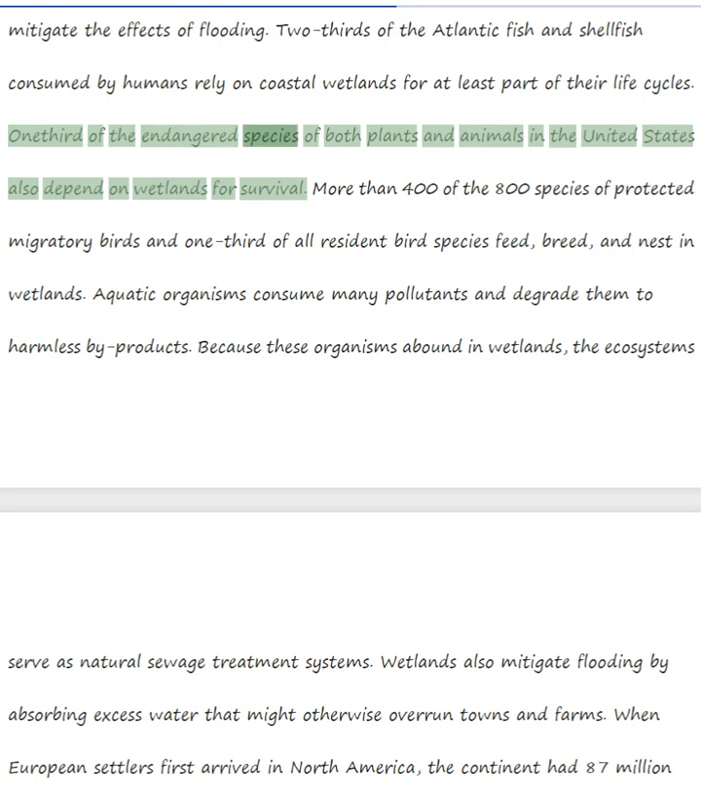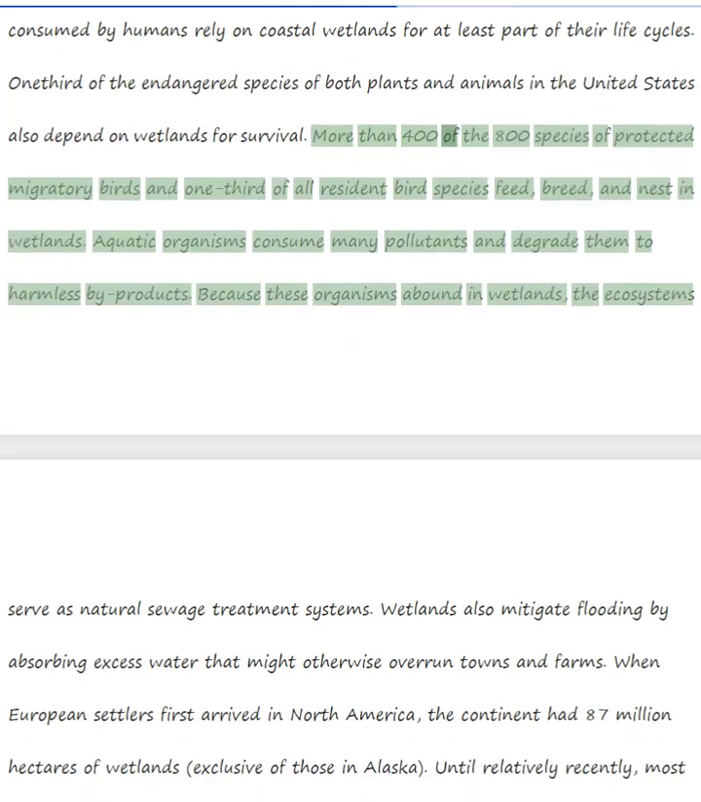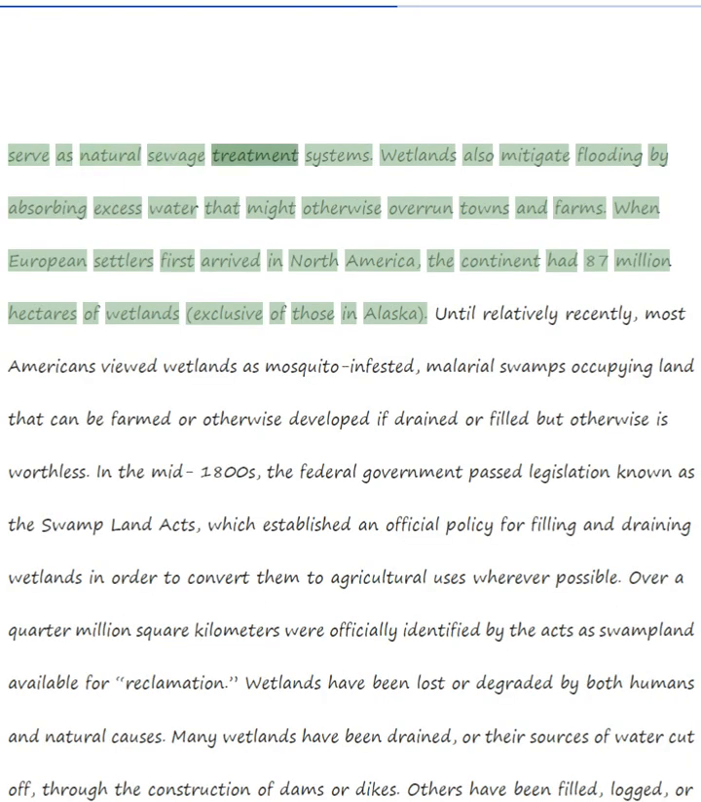A third of the endangered species of both plants and animals in the United States also depend on wetlands for survival. More than 400 of the 800 species of protected migratory birds and 1/3 of all resident bird species feed, breed, and nest in wetlands. Aquatic organisms consume many pollutants and degrade them to harmless byproducts. Because these organisms abound in wetlands, the ecosystems serve as natural sewage treatment systems. Wetlands also mitigate flooding by absorbing excess water that might otherwise overrun towns and farms.